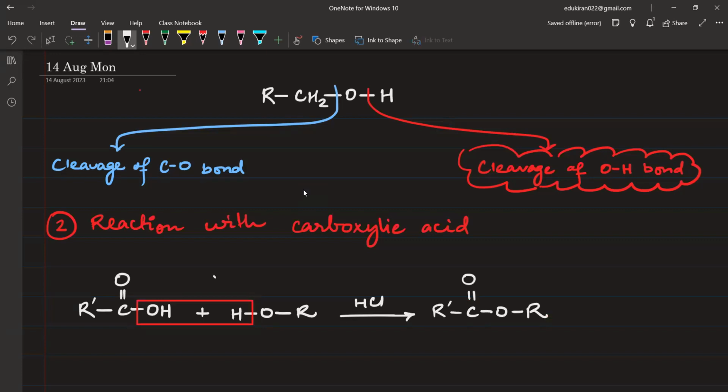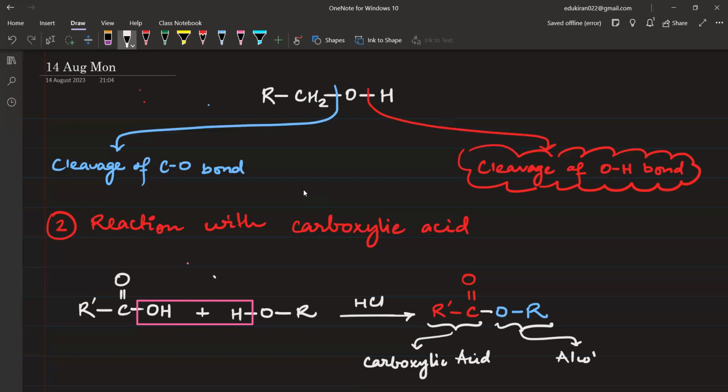Now, important point to note down here is that this particular section is coming from the carboxylic acid, and this OR is coming from the alcohol. Okay, so this is coming from the alcohol. This is from carboxylic acid. And this OR section is coming from alcohol. All of you understood this? Yes or no? Please tell me.